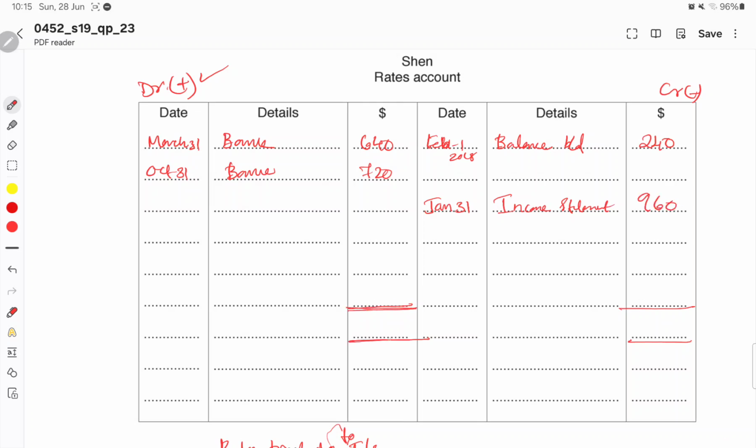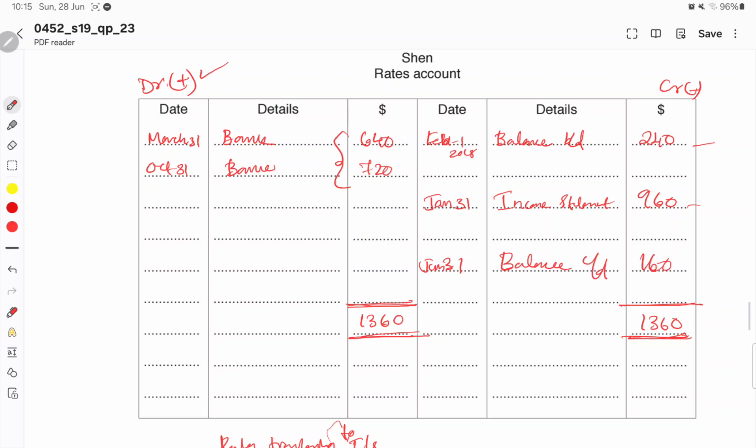Now we will balance the account. We will check whether it is outstanding or prepaid. So which side is more? I think this side is more, isn't it? 640 and 720, 1360. We will write 1360 on both sides. So there is a balance here. So I am writing balance carried down. This is also 31st January. There is a balance 1360 minus 240 minus 960. You will get $160, isn't it? Right.